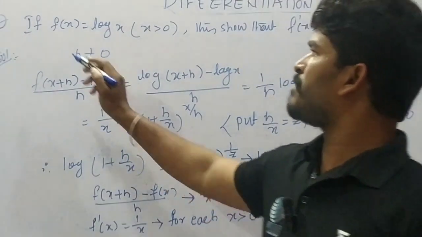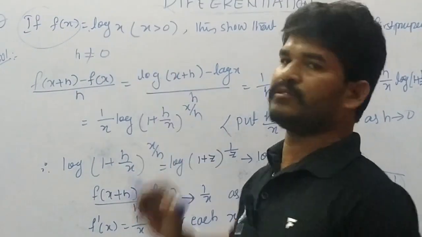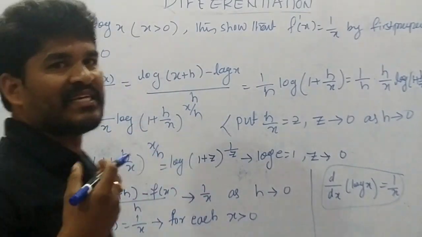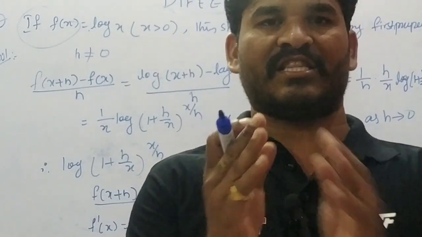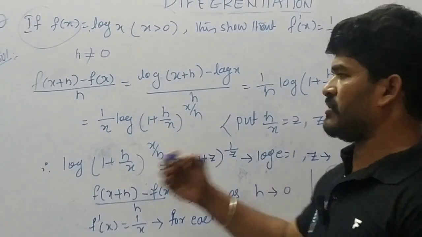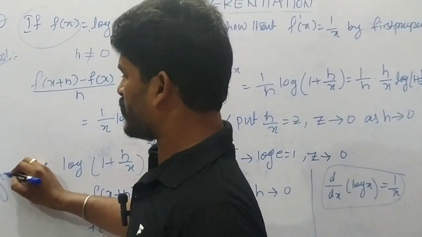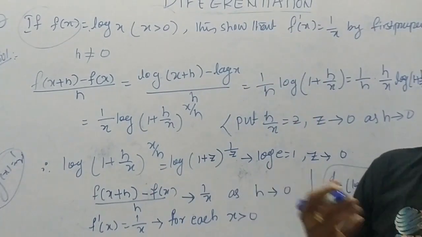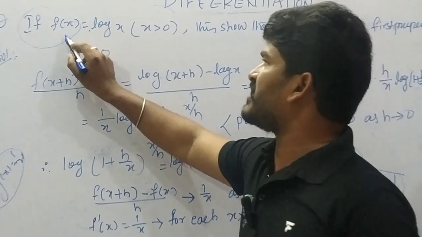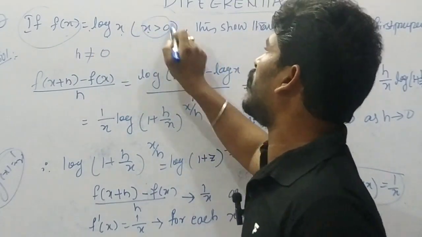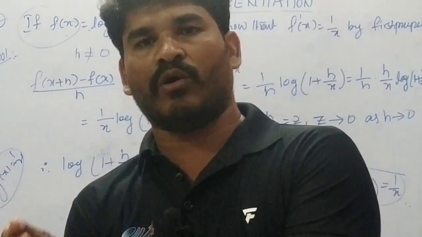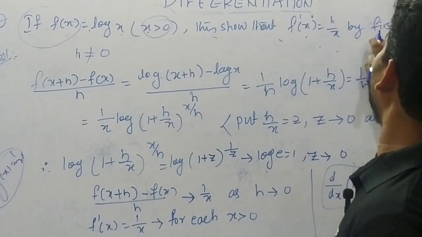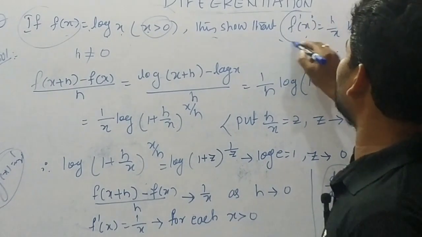Next one: if f of x equals log x, where x is greater than 0, show that f dash of x equals 1 by x. We are going to prove this by the first principle. Here we observe that h is not equal to 0, this is a condition. So f of x equals log x, x greater than 0. In the same way, f of x plus h minus f of x divided by h should tend to 1 by x.